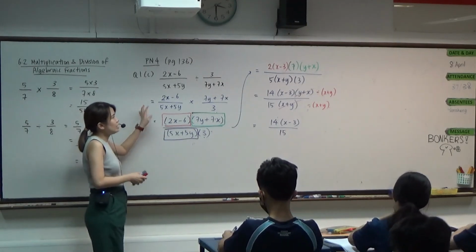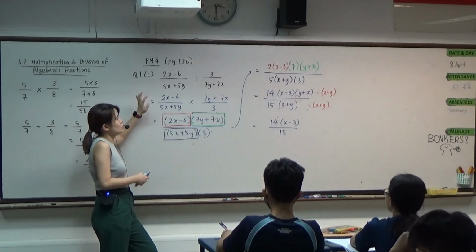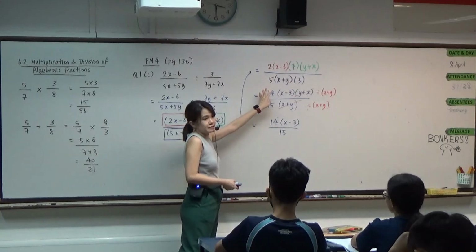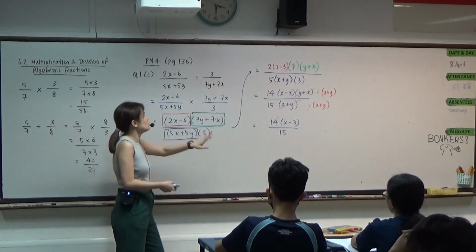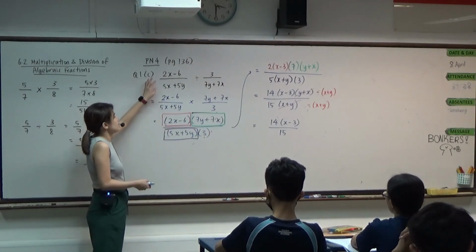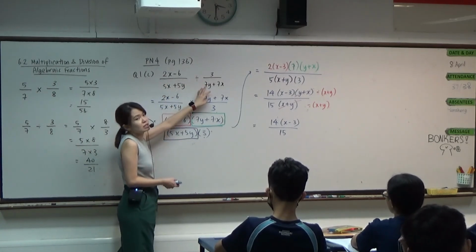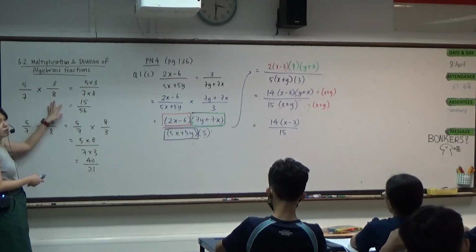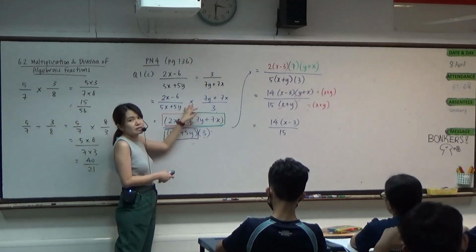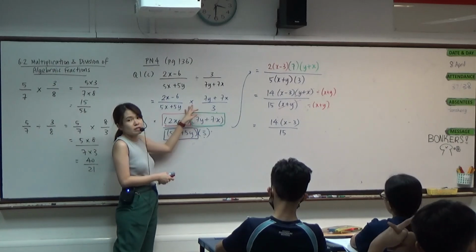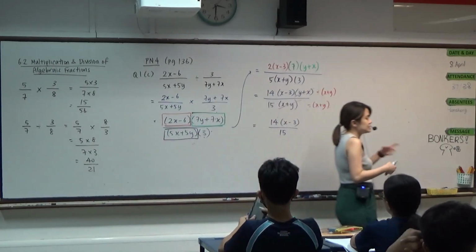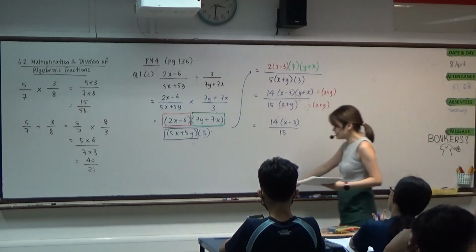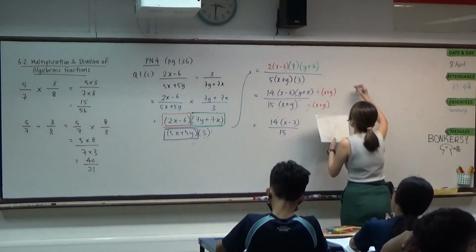Alright, so it's really up to you whether you want to do your keep-flip-change first, or you want to do your factorization first. But definitely you cannot do any form of multiplication, in the sense of numerator with numerator, denominator with denominator. That must only happen when it is a multiplication. It cannot be a division. So whenever it's a division, do your keep-flip-change. If you understand that, let's go to part E.